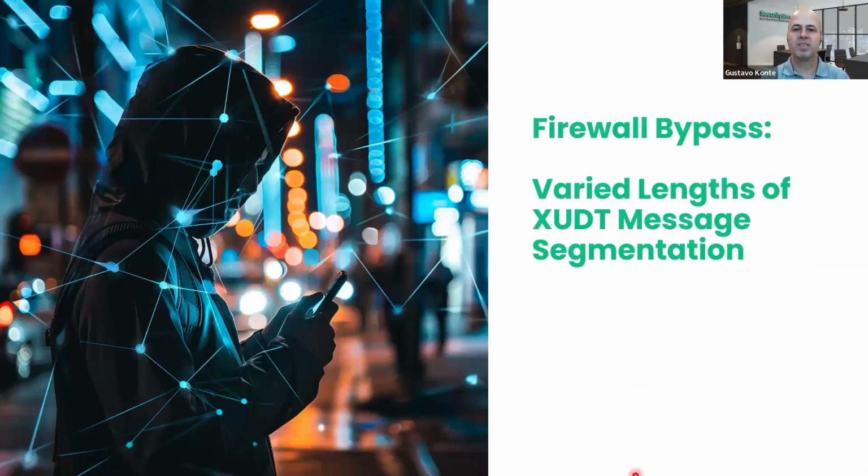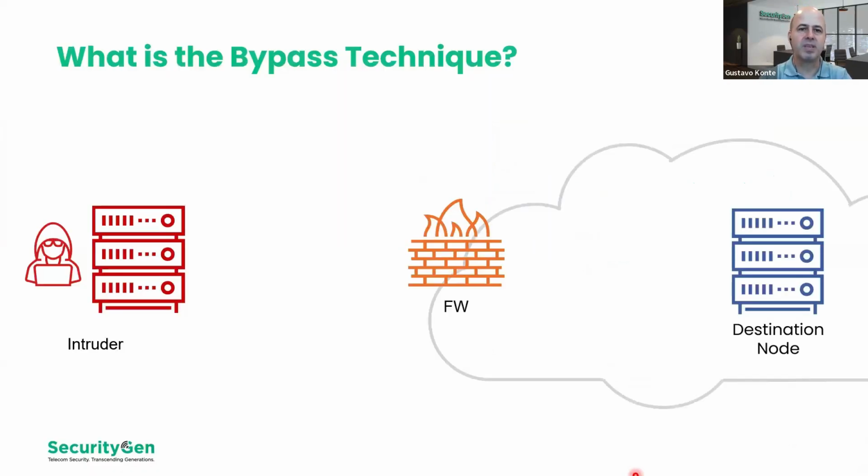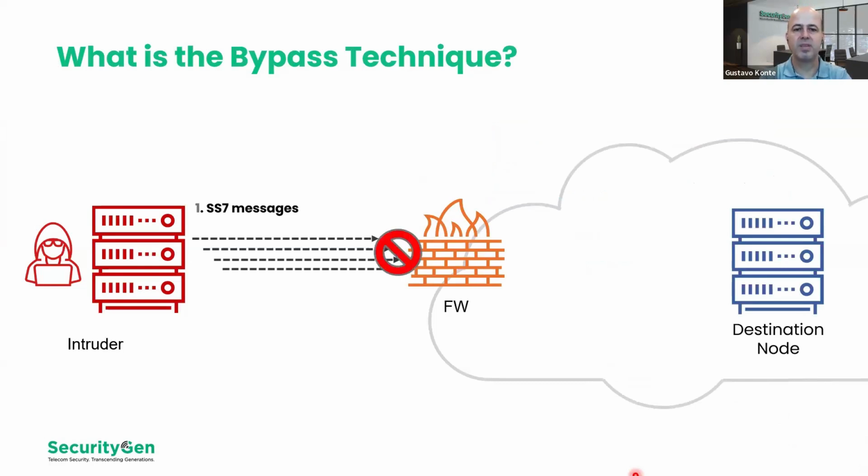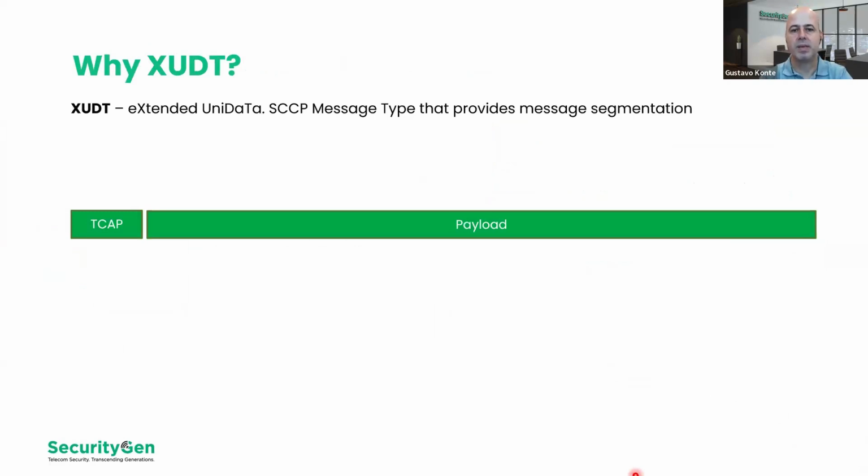So one of these techniques is what you call varied length XUDT message segmentation. So let's go a little bit into it. When you have several messages from an intruder, the firewall will recognize those messages, and you block the messages that are not allowed into the network.